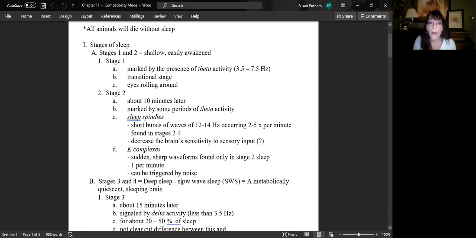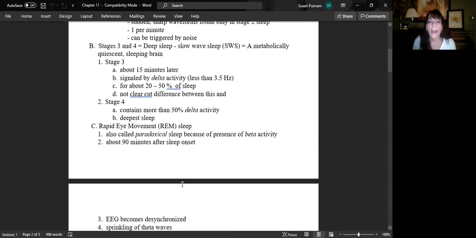So now we have stage 3 about 15 minutes later. Trust me, I'm not going to ask you a question on an exam about how many minutes after the onset of stage 2 sleep we start stage 3. No, because first off, there's too much variability. These are approximations, and I'm not interested in you worrying about those kinds of details.